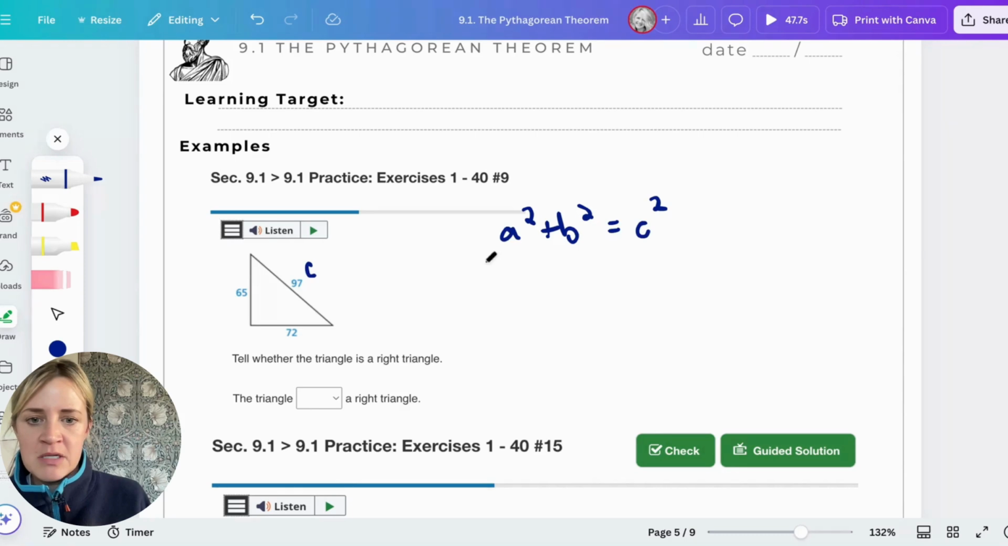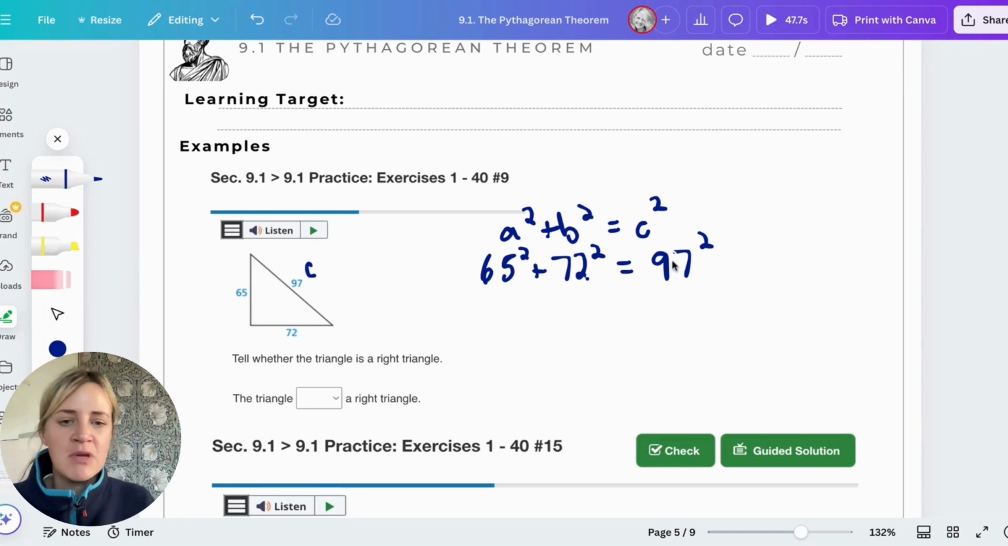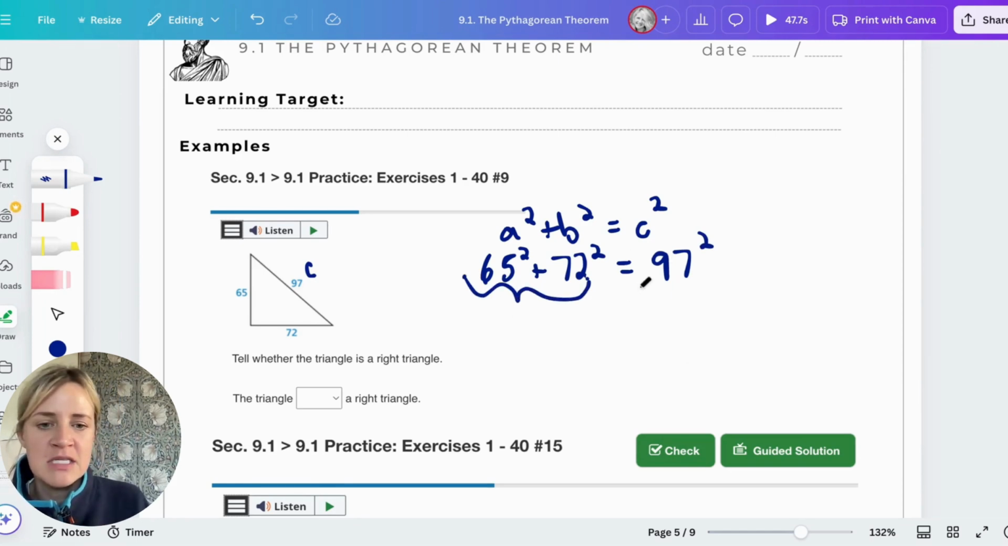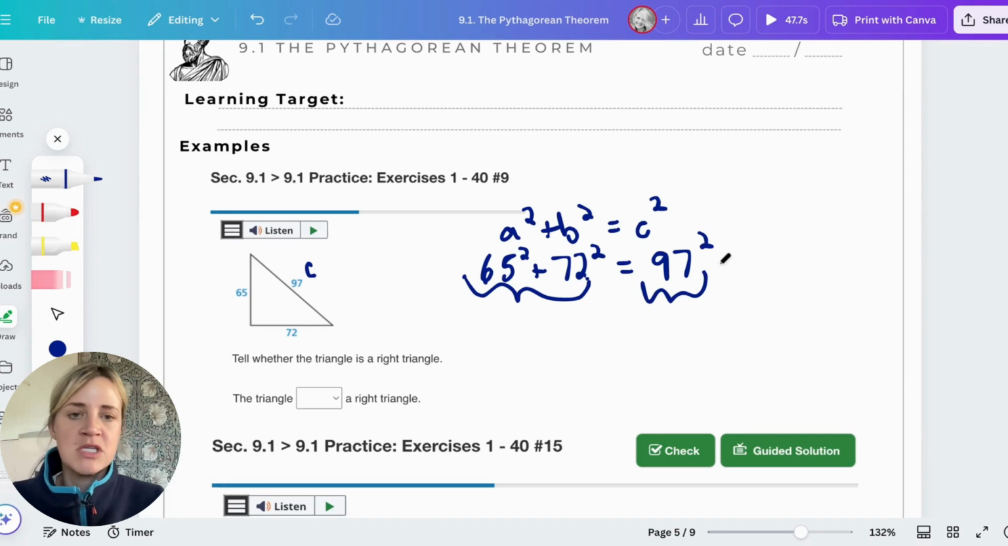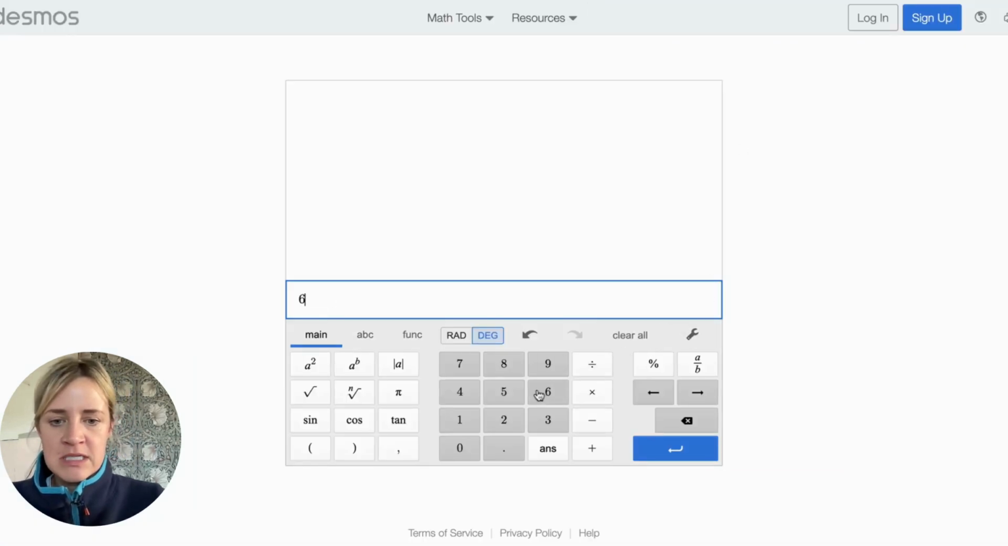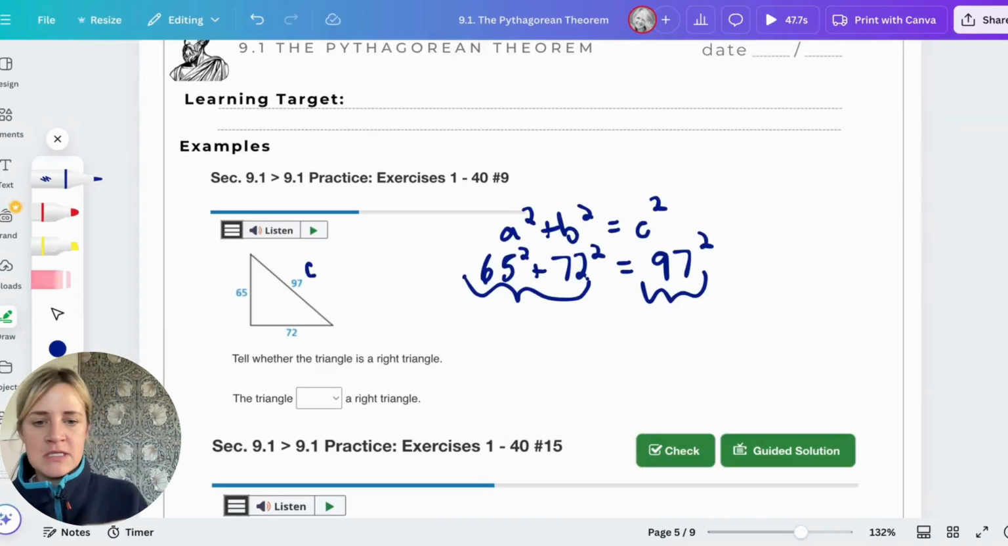The other two don't matter, so I'm just going to do 65 squared plus 72 squared and see if that equals 97 squared. To do these, I would just break it apart and check the left side, see if it equals the right side. So I'm going to do it all at once. I'm going to let you do a little bit of a shortcut here. 65 squared plus 72 squared. That's how you do it in your calculator, 9409. So this side is 9409.